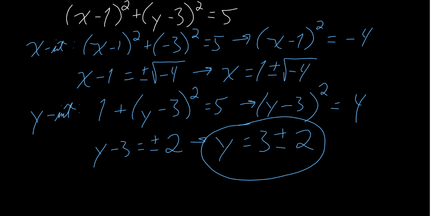Okay, so again, recap. This tells us that we do not have an x-intercept. This tells us that we do have a y-intercept, and they are located at 5 and 1.